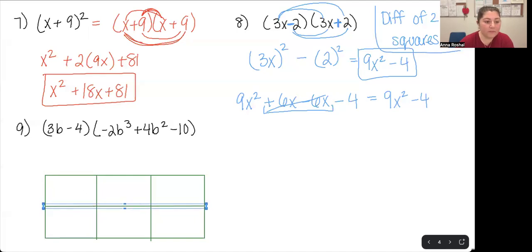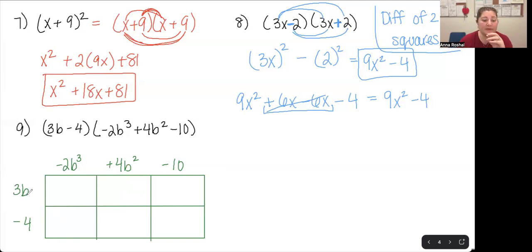There we go. So I would draw a box that has 3 terms on top and 2 terms on the side, only because if I draw it the other way, it's going to get a little bit smushed in my space. But if you have a paper, it doesn't matter. If you have plenty of space, it doesn't matter how you draw it. So I'm going to put 3b and minus 4 here, and then negative 2b to the third plus 4b squared minus 10. This does a really great job organizing my thoughts in clear, concise places.